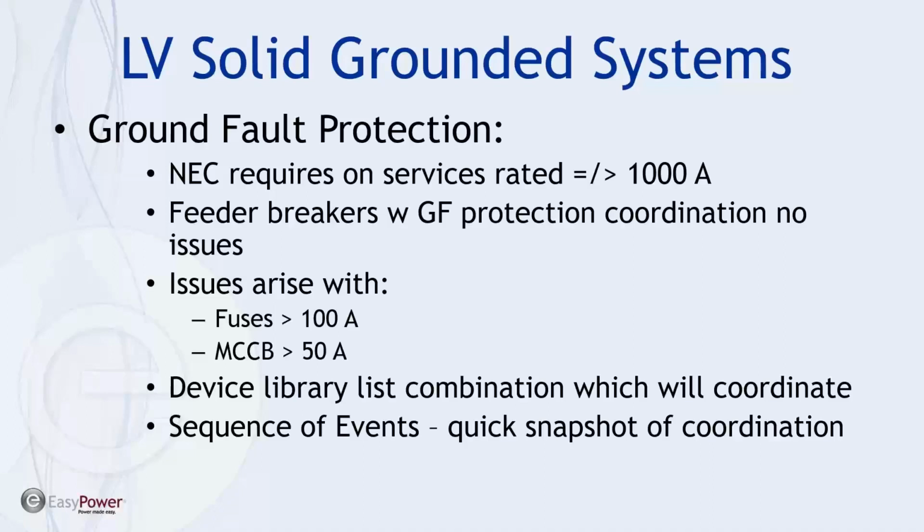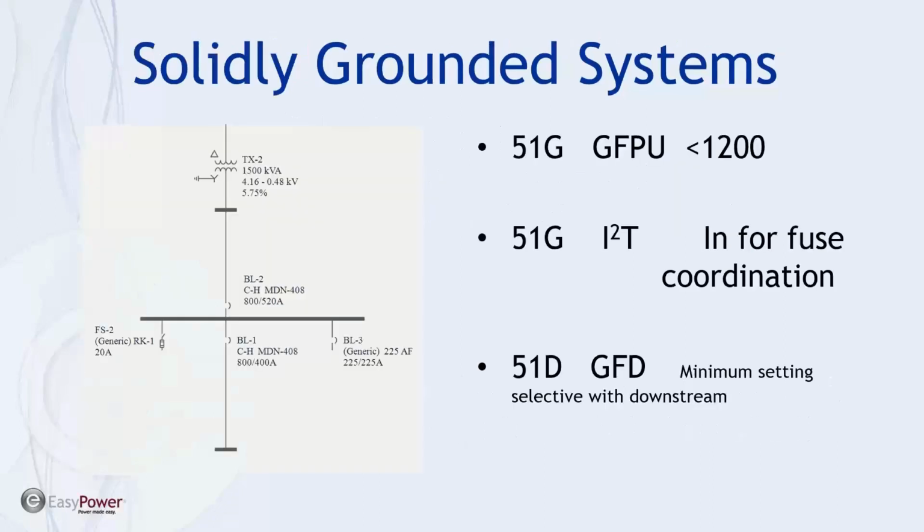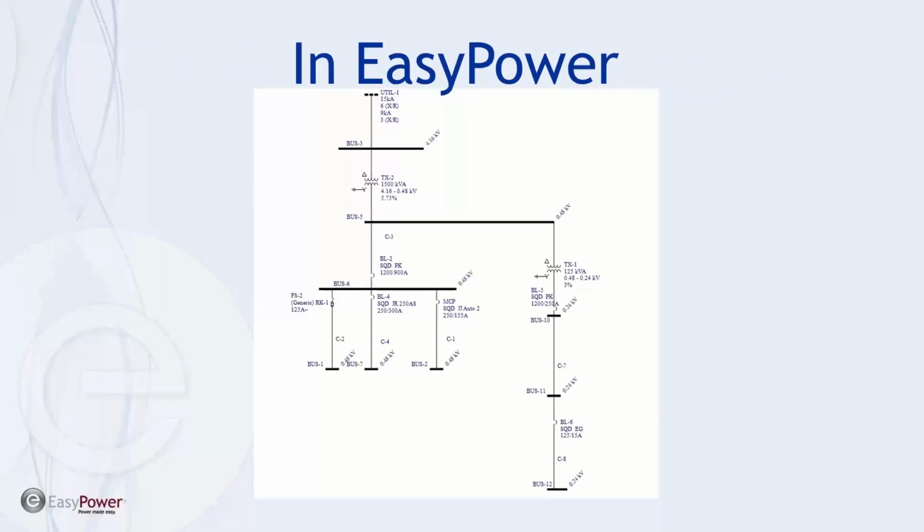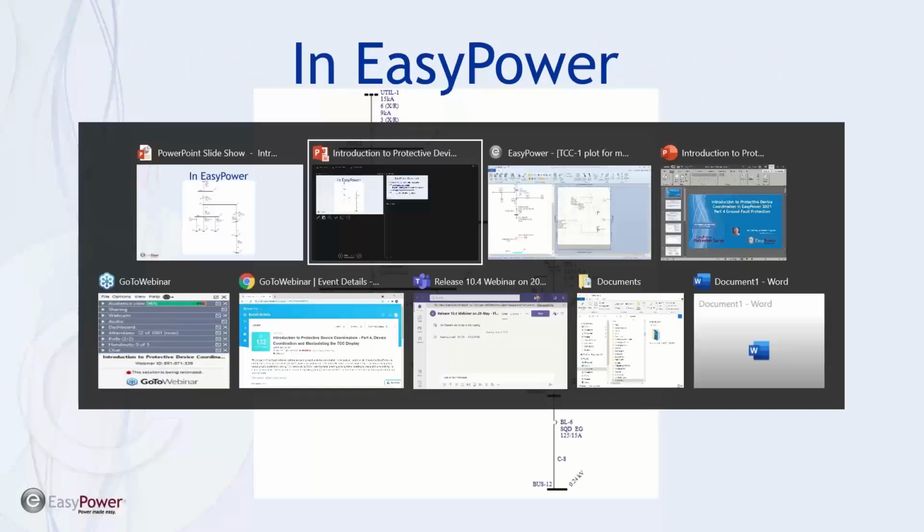In addition, the sequence of events gives us a quick snapshot of coordination. So what we're going to look at is a ground system that has 51G functionality at the main. The feeder breakers have a minimum setting for ground fault and the potential for having an in and out tick mark or adjustment to include fuses. So let's see what this looks like in EasyPower.